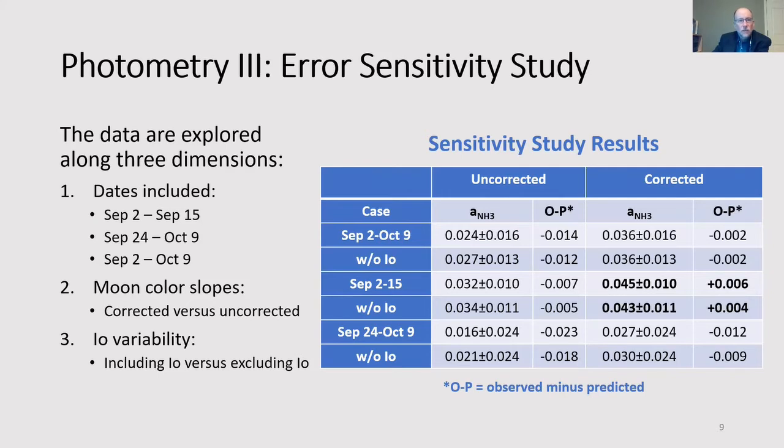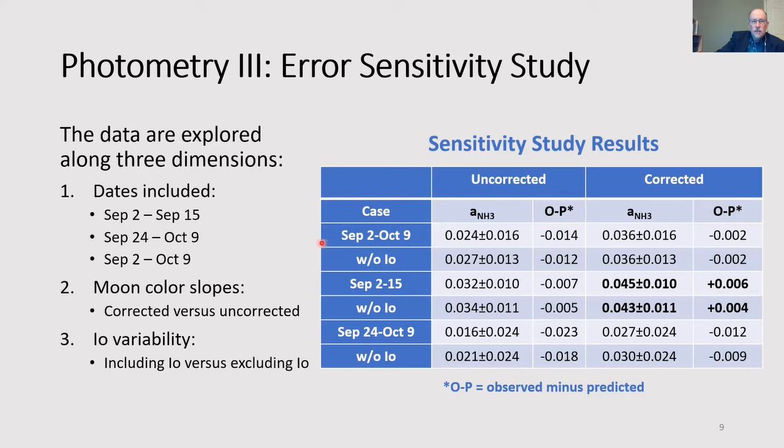So I explored the data along 3 dimensions: either including or excluding dates, taking corrections for the moon color slopes, and also choosing to include or exclude Io, because Io shows the largest rotational variability in color slope. In this table, the columns show uncorrected and corrected for the moon slopes. We were able to add in those couple % changes that you would expect from the moons because they have a slope and Jupiter doesn't in terms of their color continuum.